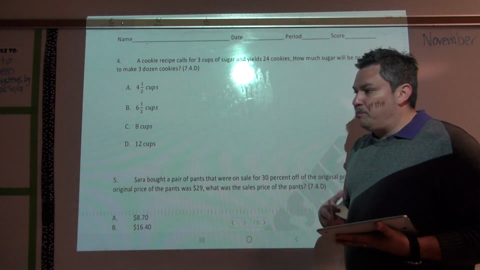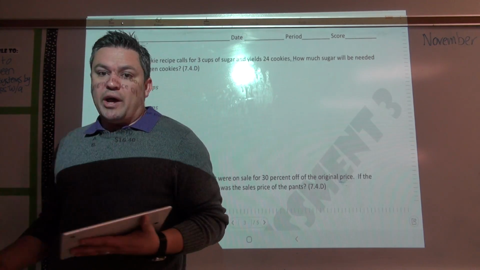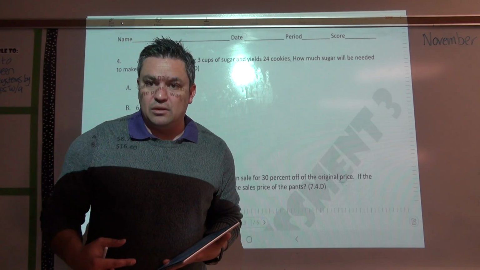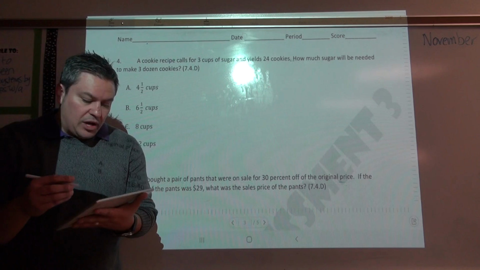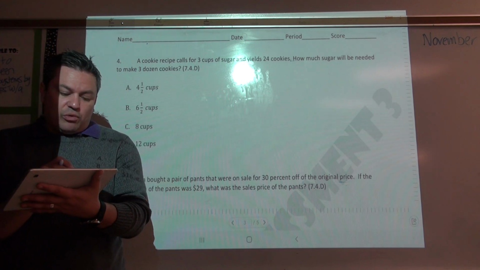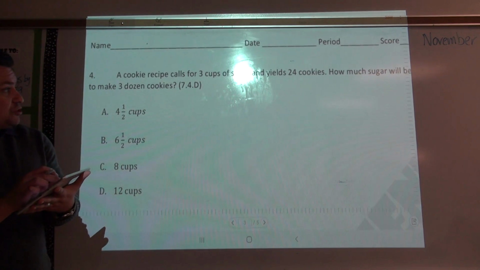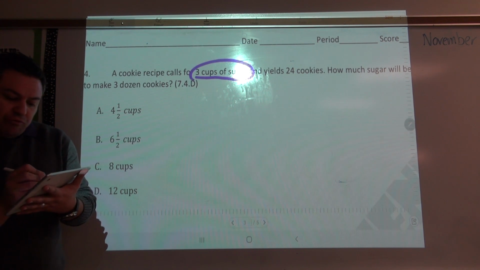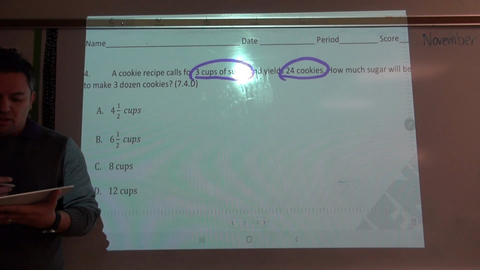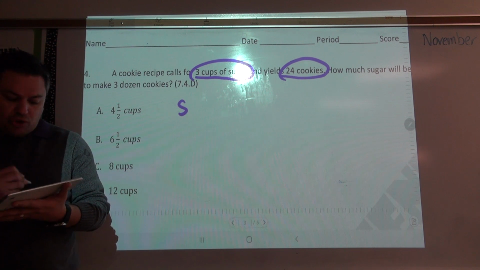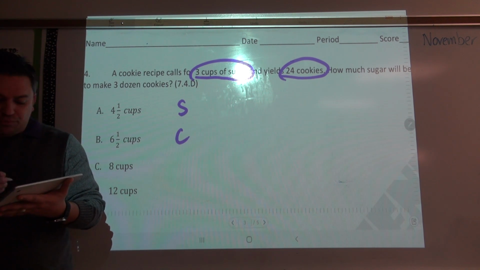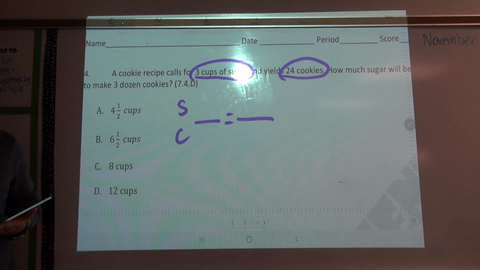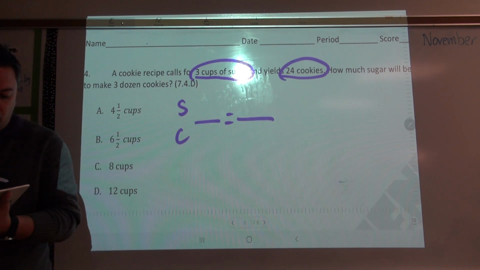We have another proportion that we're going to work the same way as the fraction we just wrote, but now we're going to solve it, okay? The cookie recipe calls for 3 cups of sugar for 24 cookies. So I have sugar and cookies. That's my fraction, so I'm going to set up my proportion. I'm going to have 2 fractions: sugar and cookies.